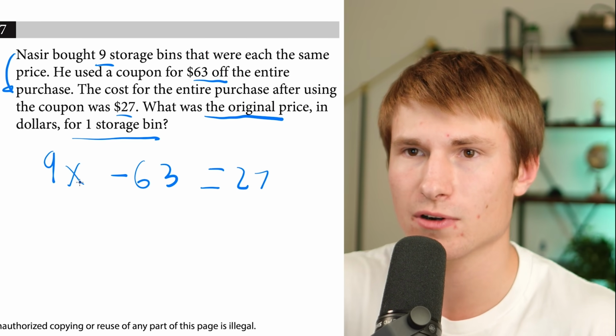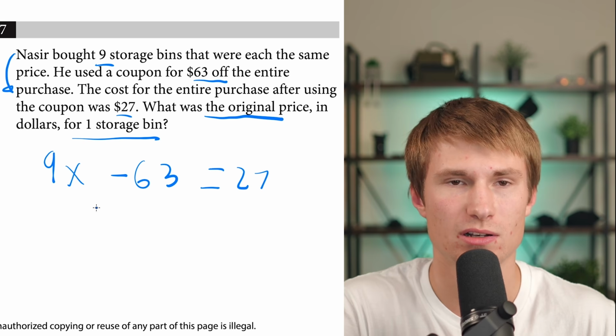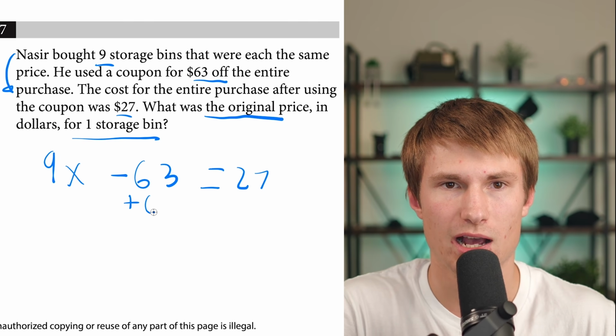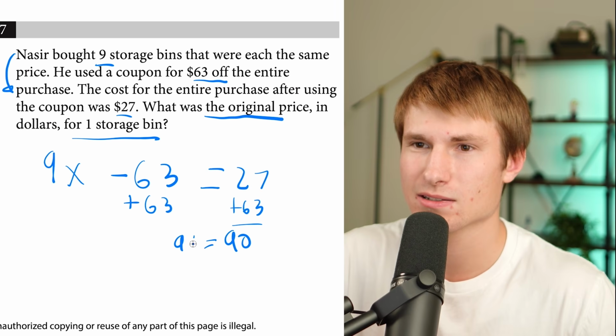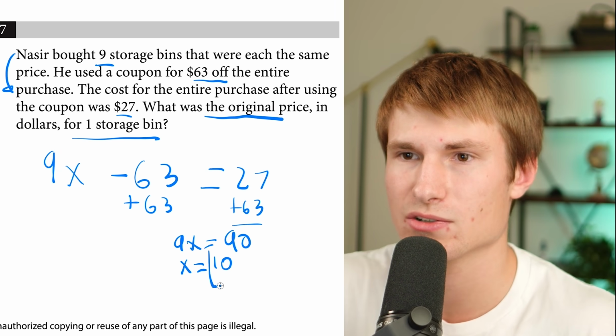Okay, so now we have to solve for X. X is the cost per storage bin. So all we got to do here is isolate X. We'll add 63 to both sides. Okay, we're going to end up with 90 is equal to 9X. We divide both sides by 9, and that will give us X is equal to 10. So our answer there will be 10.